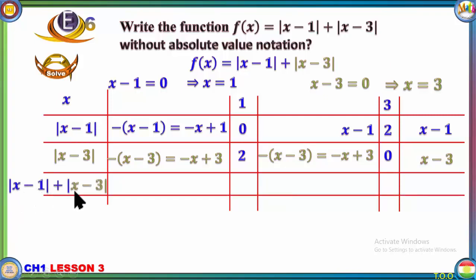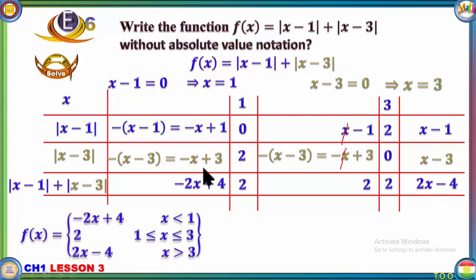x - 1 plus x - 3. Here it becomes -x - x is -2x, 1 plus 3 is 4. Then it is -2x + 4. 0 plus 2 is 2. Here -x with x is cancelling. -1 plus 3 is 2. Then 2. x plus x is 2x. -1 - 3 is -4. Then 2x - 4. And now you can write the function.